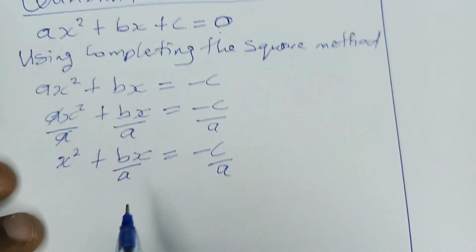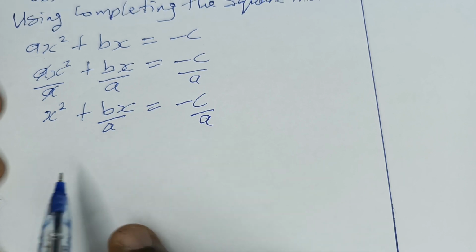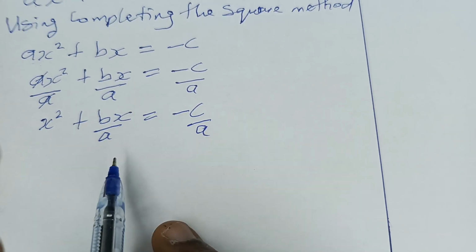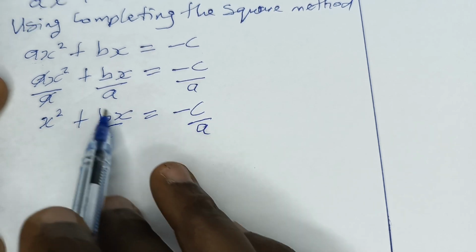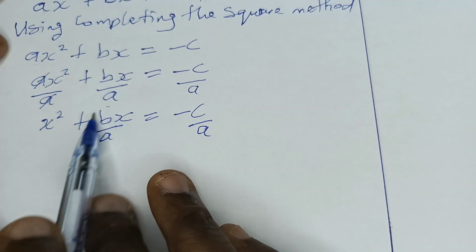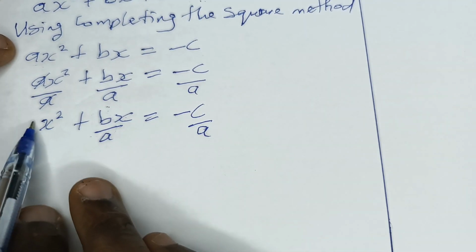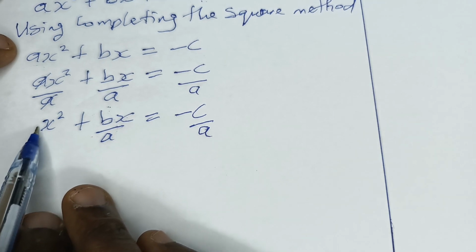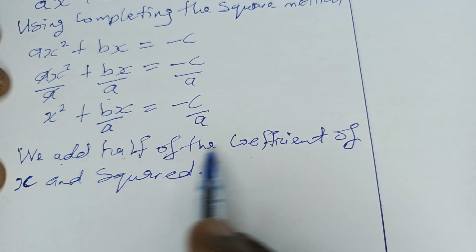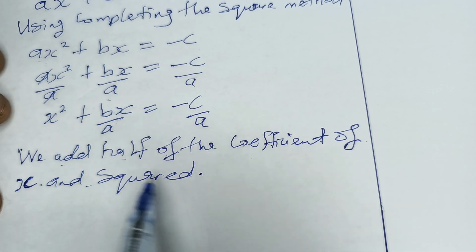Now, the completing the square method can be used for this. How do we go about the completing the square method? This is what happens. What we have in the front here is what we call coefficients. This is the coefficient of x. The coefficient of x squared is just 1, the invisible one in front of here. So what do we do now? We add half of the coefficient of x, and we square it.